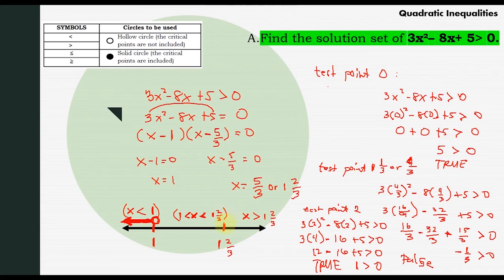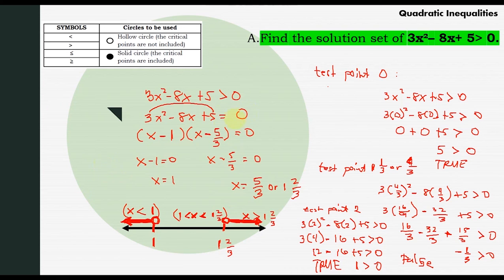Since it is true, for our answer here, we need to put a hollow circle since the symbol is greater than, and then put an arrow going to the right. So that's it. We have now our graph. And of course, if you want to know our solution set, the solution set here is x is less than 1 or x is greater than 1 and 2/3.